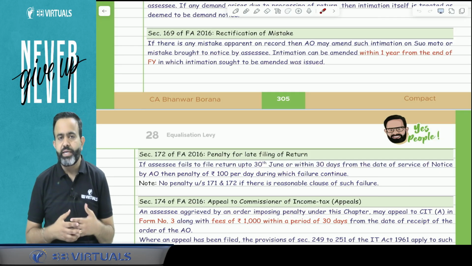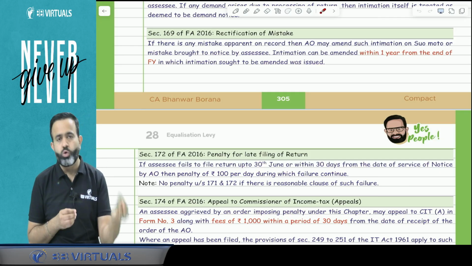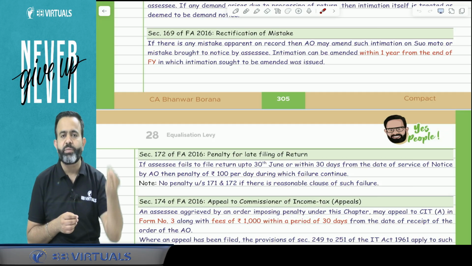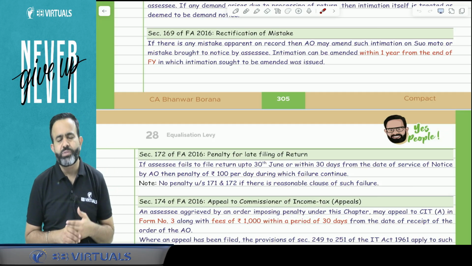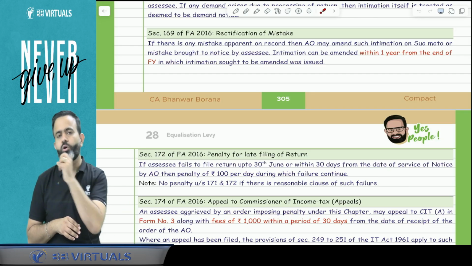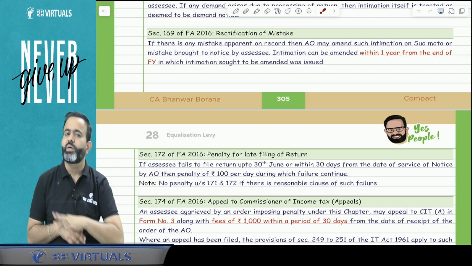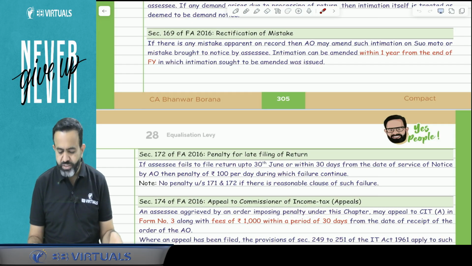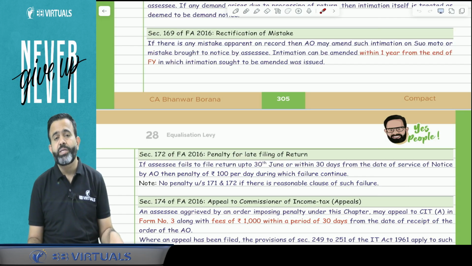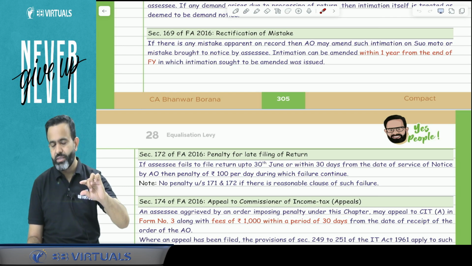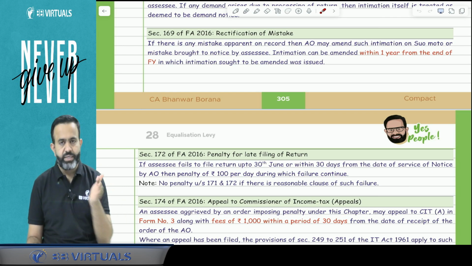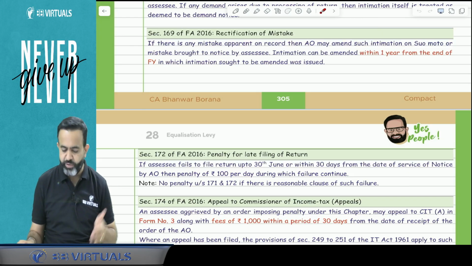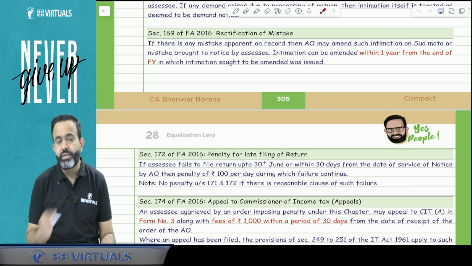So either that mistake is rectified suo motu by the income tax authority, or suppose the assessee mentions that mistake or brings that mistake to the notice of the income tax authority, then the income tax authority will rectify it. But this rectification has to be done within 1 year from the end of the financial year in which that intimation containing the mistake was passed. So suppose intimation is passed in the current year, then from the end of this year, within one year, that rectification can be done.